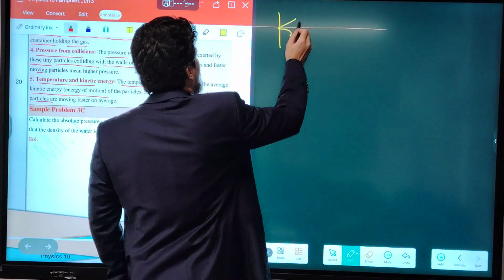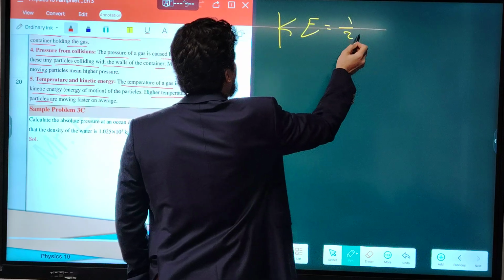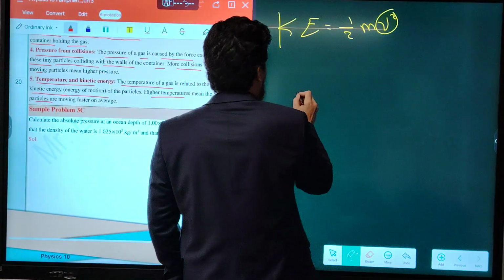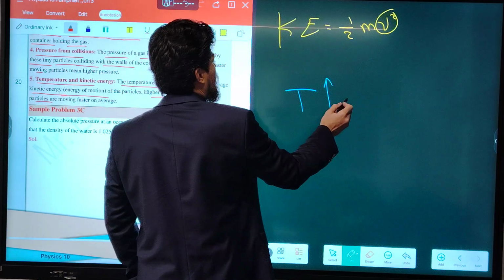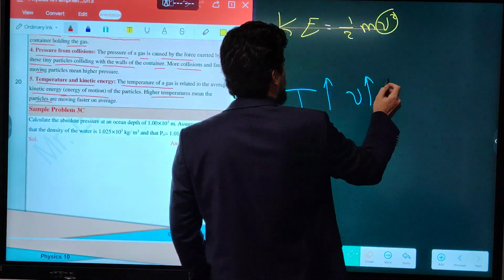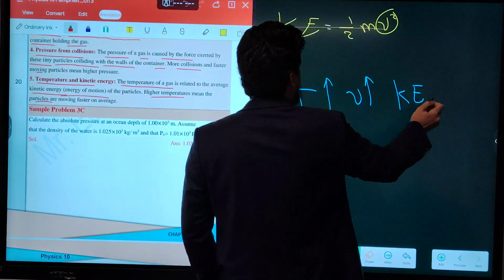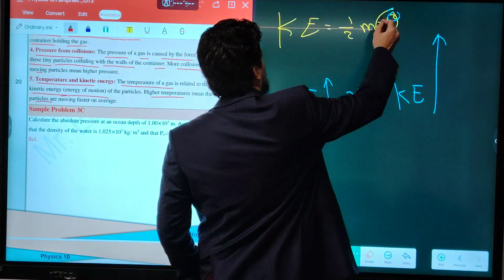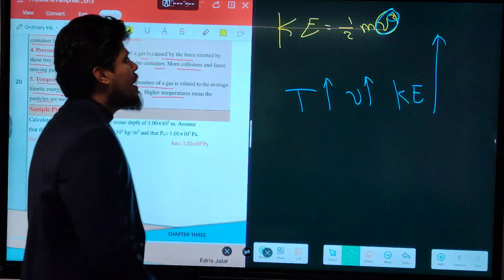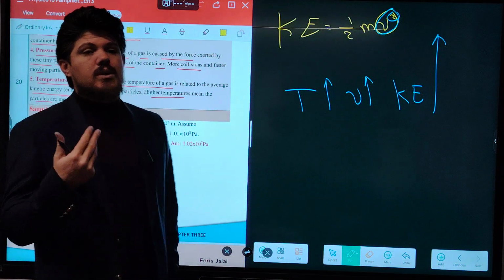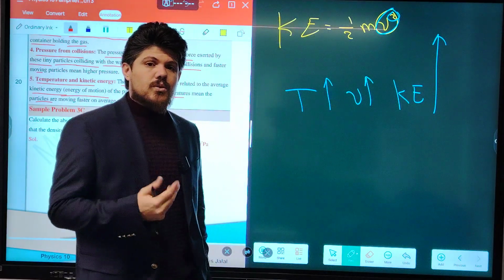Why? Because kinetic energy is equal to 1 over 2 mv squared. So, when the temperature gets higher, what happens to the velocity? The velocity also gets higher. When the velocity gets higher, what happens to the kinetic energy? Kinetic energy also increases. Why? Because the velocity is squared, it has more effect. Kinetic energy depends on mass and the square of the velocity, so when the velocity becomes higher, the kinetic energy, of course, becomes higher.